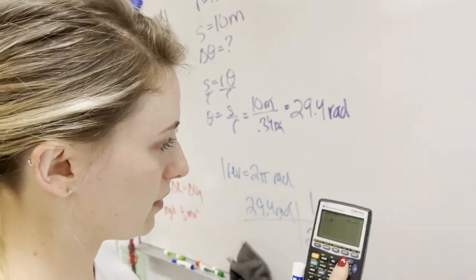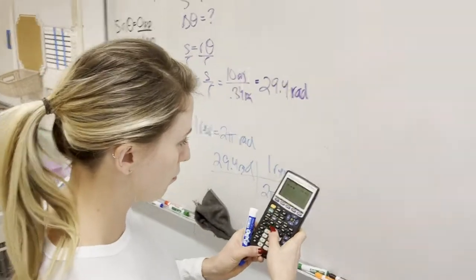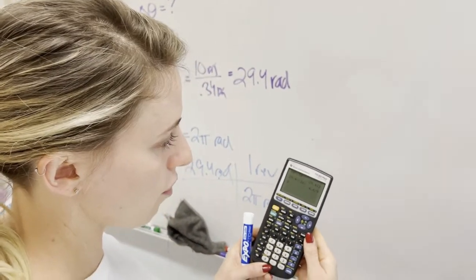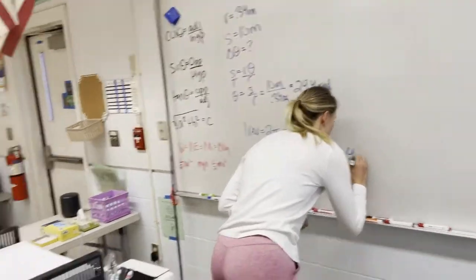29.4 divided by parentheses 2 pi, and I get 4.7. So it goes around 4.7 times.